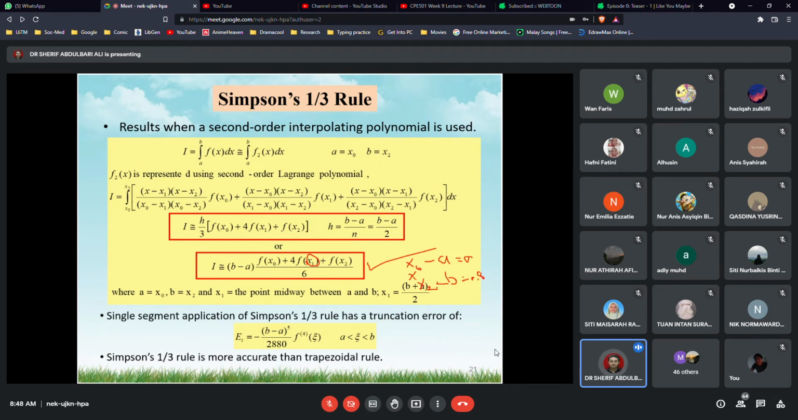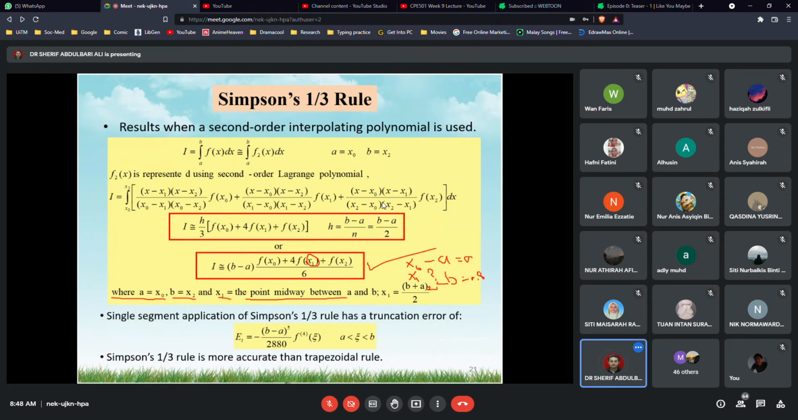So what's the value of x1? The value of x1 is the midway point between a and b, or between x0 and x2. So where a is x0 and b is x2, x1 is the midway point between them. So how to get the value of x1? It's (b plus a) over 2. So you will get the answer for x1.